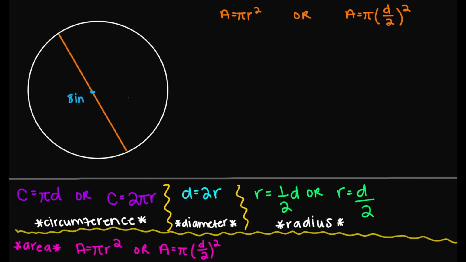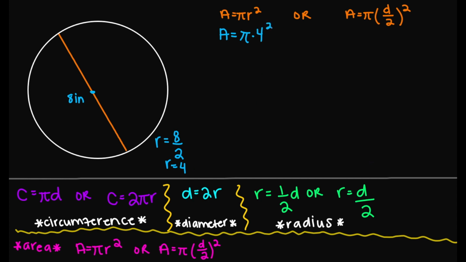Let's look at this example here. So let's say my diameter is 8 inches long. And let's say I look at this formula here. Your area equals pi times your radius squared. Remember that your radius is going to be half of your diameter. So that's going to be 8 divided by 2, and r is going to equal 4. So my radius is 4.